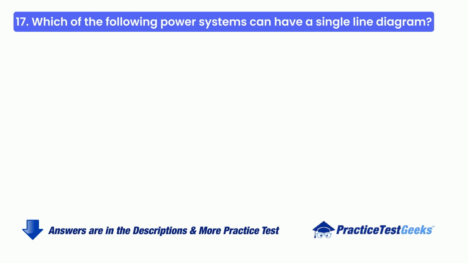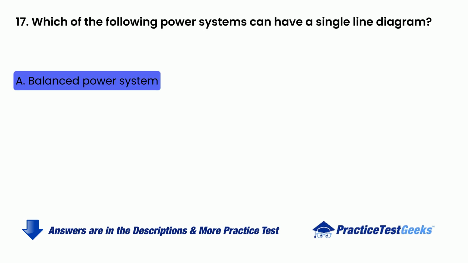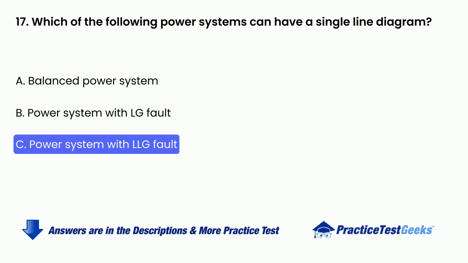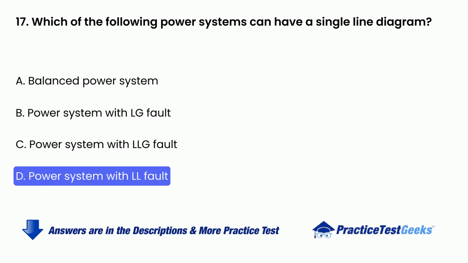Which of the following power systems can have a single line diagram? Balanced power system. Power system with LG fault. Power system with LLG fault. Power system with LL fault.